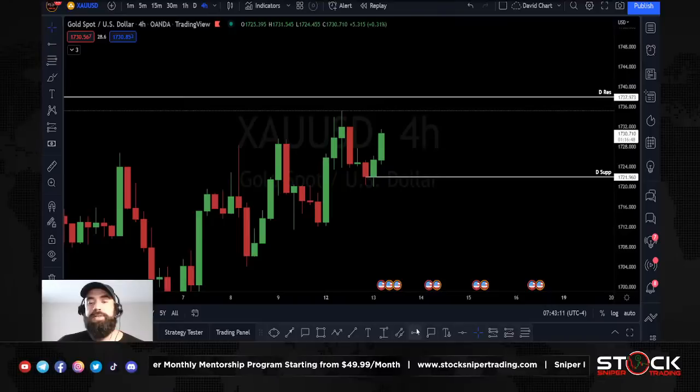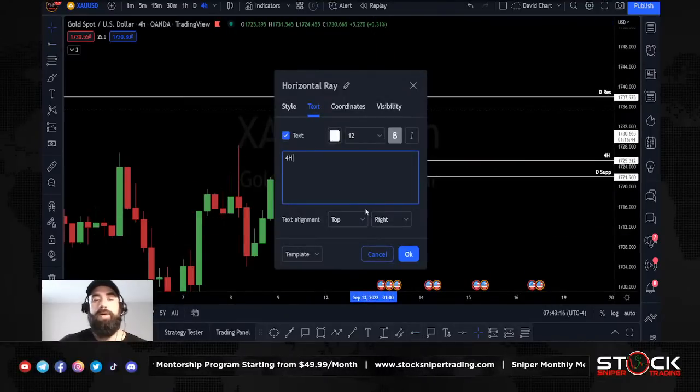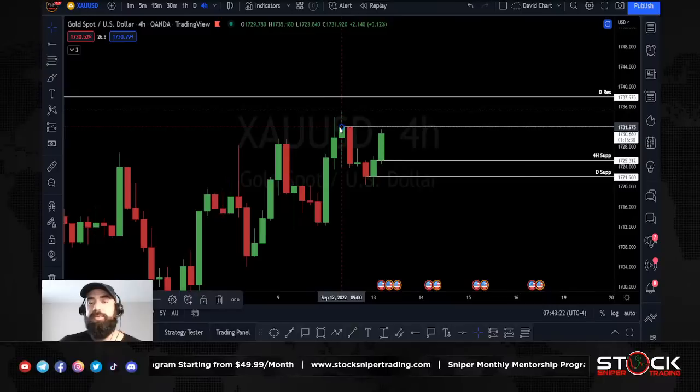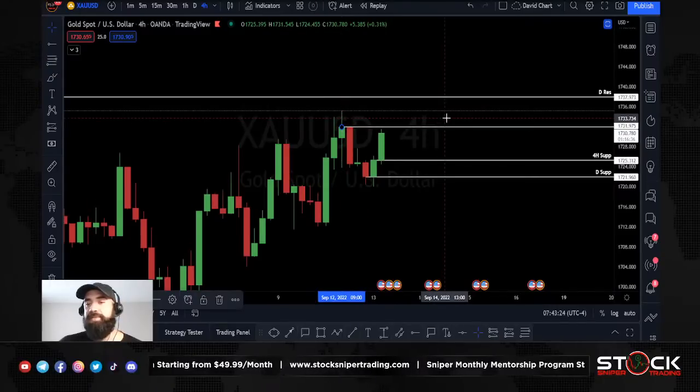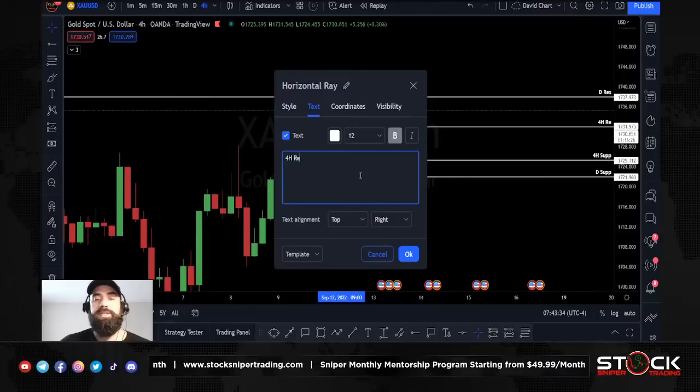So 4 hour support just above. Then my 4 hour resistance, guys, is just before the daily. You can see we're pushing up right now, tapping almost at 1731. We're at 30 right now, and we're going to tap 1731 probably in about 2 minutes. So let's get our 4 hour resistance.